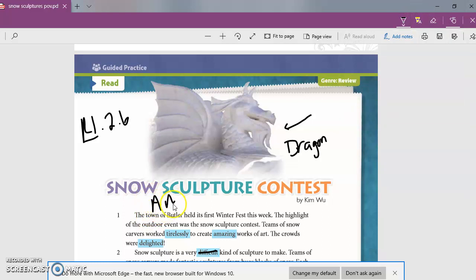So on the next slide, you're going to have some questions regarding this article. You can come back, play it, and pause it to help you out.